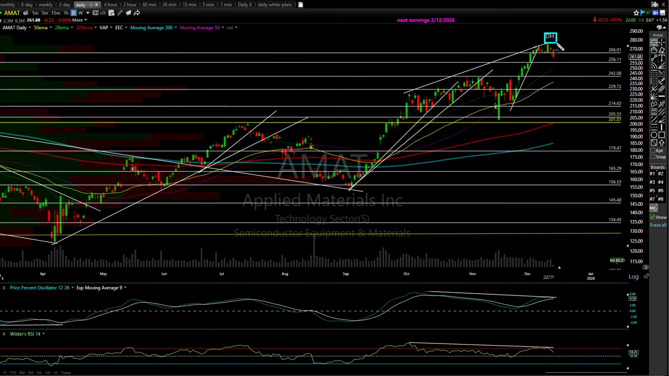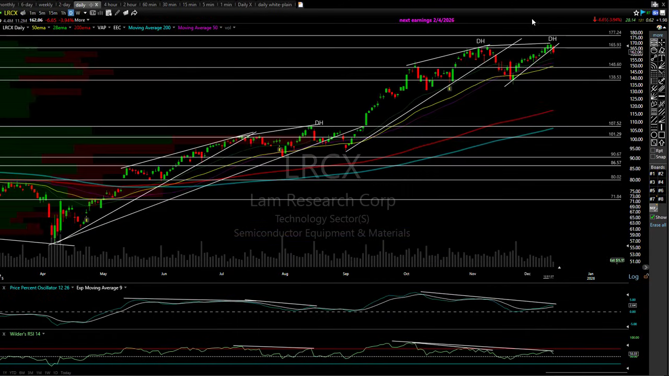AMAT, divergent high, failed breakout to new highs. Lam Research, marginal new, still divergent high, followed by a sell signal today, a break of the minor trend line.